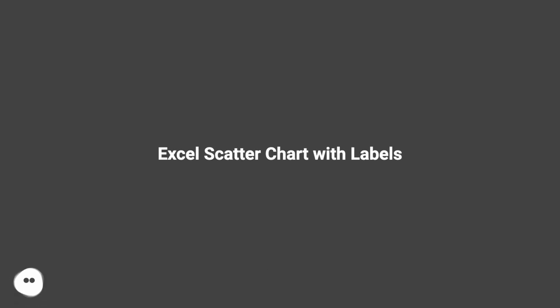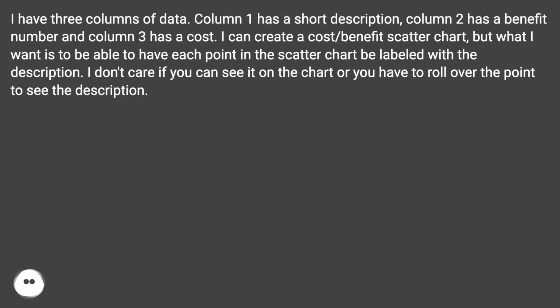Excel scatter chart with labels. I have 3 columns of data. Column 1 has a short description, column 2 has a benefit number, and column 3 has a cost.